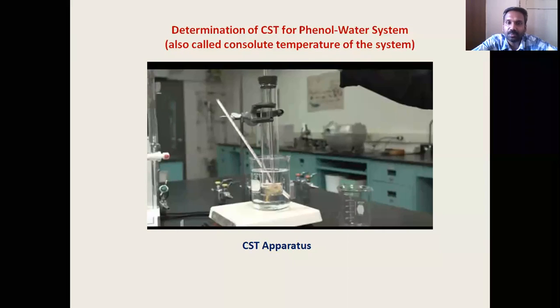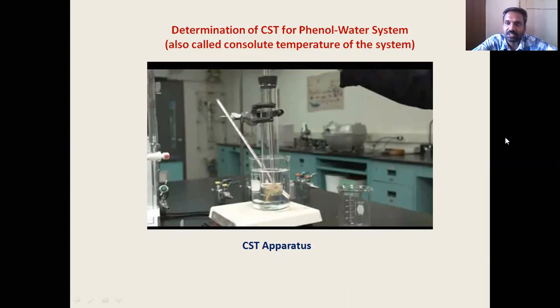What is a boiling tube? A boiling tube is a hard glass test tube. You know test tube, right? Test tubes are very small in size, but boiling tubes are bigger in size, have higher volumes, and the walls are thicker. And this boiling tube has a cork on it.